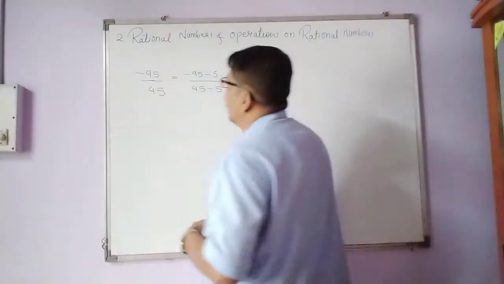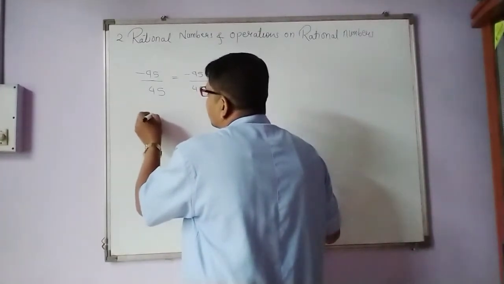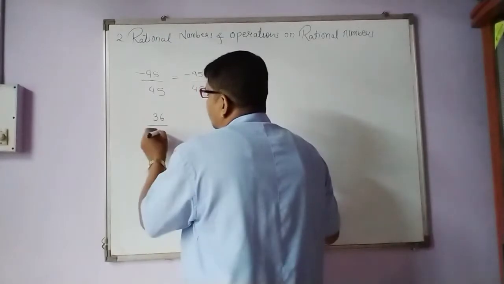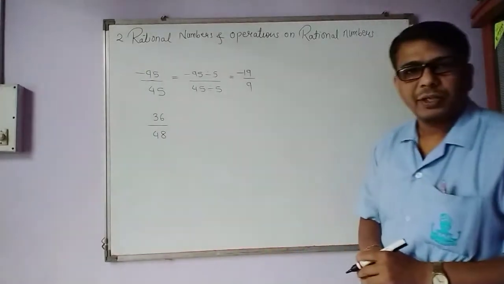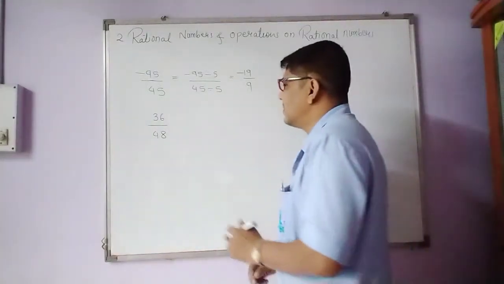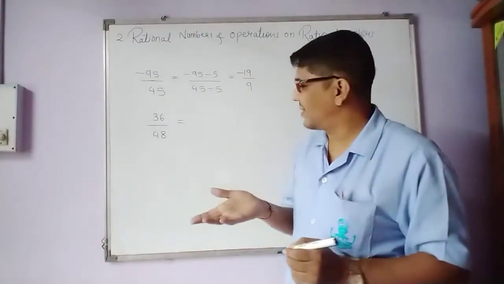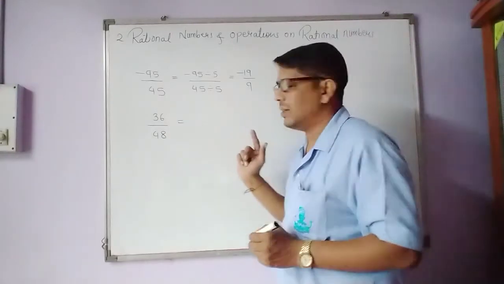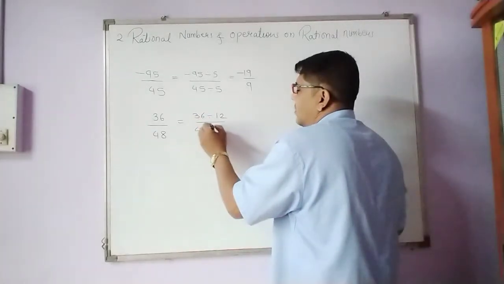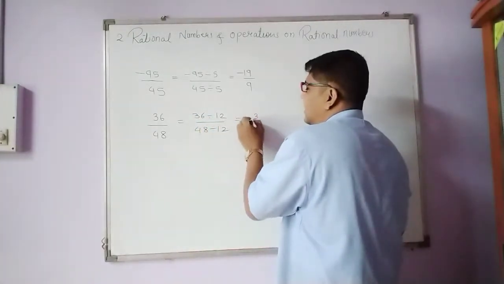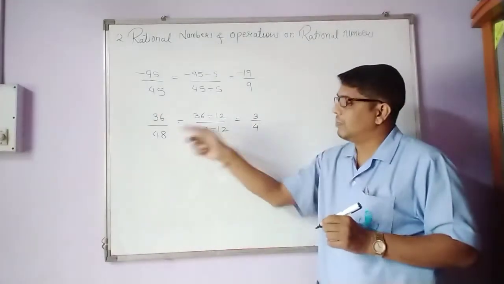Okay, another example I can take. Suppose I have got 36 upon 48. Okay, now, both are divisible by 12. So you can divide them by 12. So 36 divided by 12, 48 divided by 12. So 12 3s are 36, 12 4s are 48. So this is the lowest possible form of this rational number.